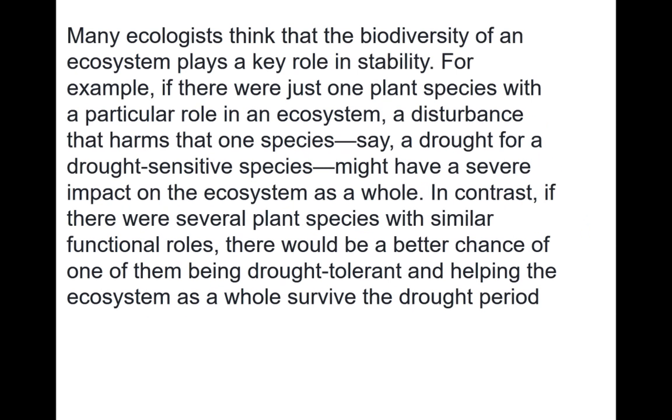Many ecologists think that the biodiversity of an ecosystem plays a key role in stability. For example, if there were just one plant species with a particular role in an ecosystem, a disturbance that harms that species, say a drought for a drought-sensitive species, might have a severe impact on the ecosystem as a whole. In contrast, if there were several plant species with similar functional roles, there would be a better chance of one of them being drought-tolerant and helping the ecosystem as a whole survive the drought period. And if you remember anything about DNA, it goes along with people and survival. So it's the same thing with plants. The more diversity, the better chance things can live.